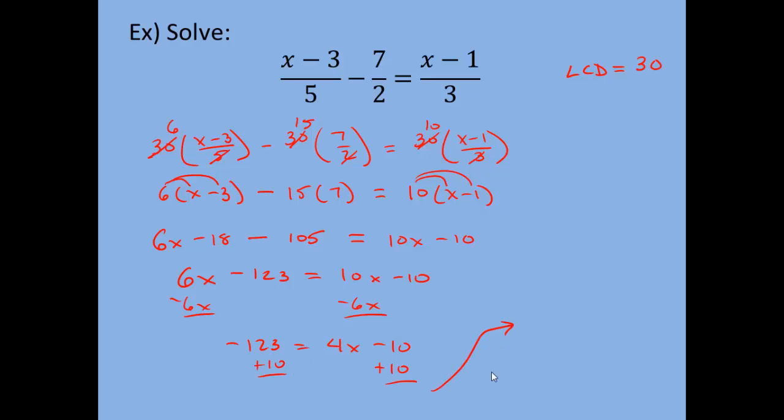And I'll move this up here. Negative 123 plus 10 is negative 113. And that'll be equal to 4x, since our 10s cancel out. And then solve for x, divide by 4, divide by 4. And we get x is equal to negative 113 over 4. If it doesn't reduce, which in this case it doesn't, you just leave it as is. It's okay to get a fraction as your answer, that's fine. So x is equal to negative 113 over 4.